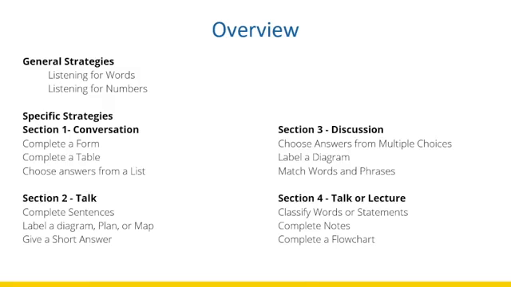In section 2, which is going to be about a talk, we are going to learn how to complete sentences, label a diagram, plan or map, and also give a short answer. Section 3 is going to be about discussion. We are going to review how to choose answers from multiple choices, label a diagram, and match words and phrases. And our final section 4 is going to be about a talk or lecture. Here I'm going to explain how to classify words or statements, complete notes, and complete a flowchart.